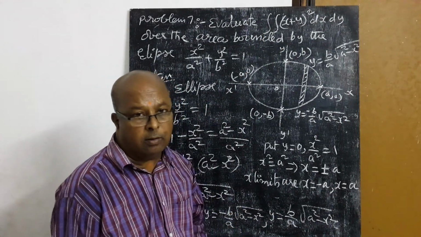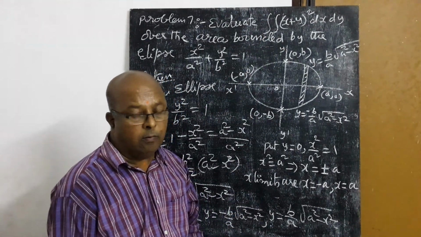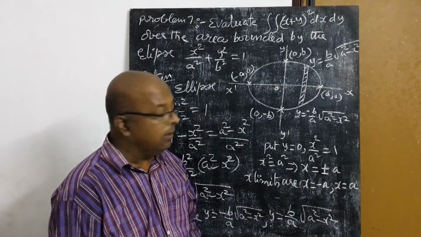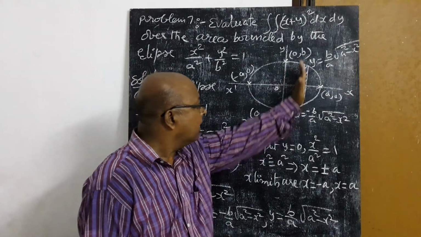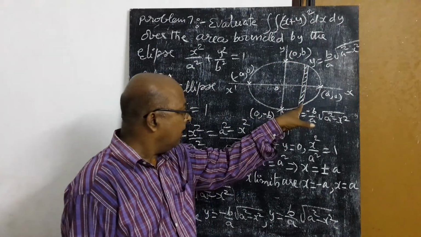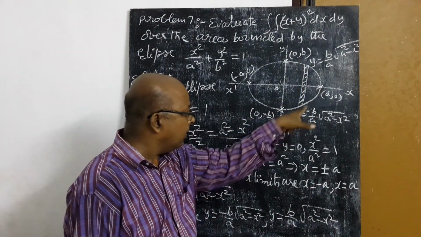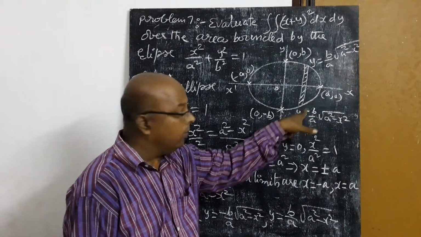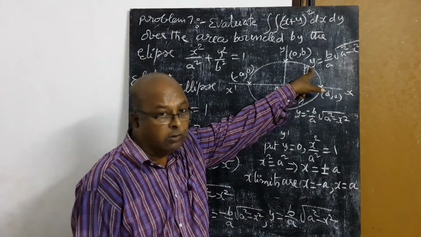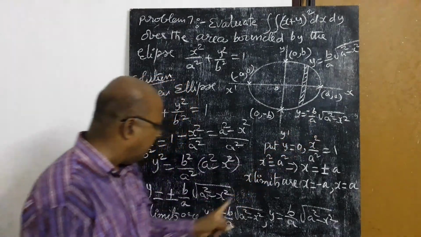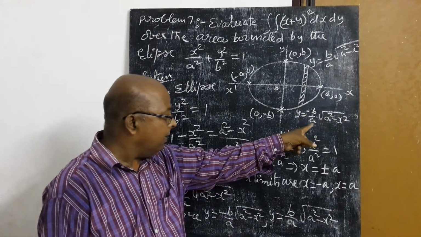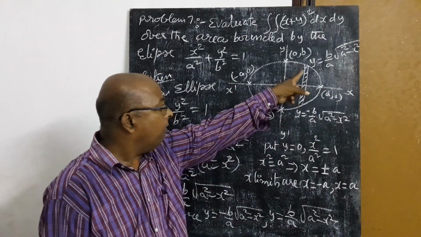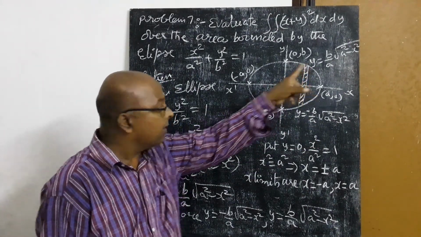Suppose we want to find the y limits. First, consider an elementary strip parallel to the y axis. On the ellipse, this is the fourth quadrant, y negative. This is the first quadrant, y positive. So we get plus or minus b by a. Minus b by a root of a² minus x², y is equal to b by a root of a² minus x².